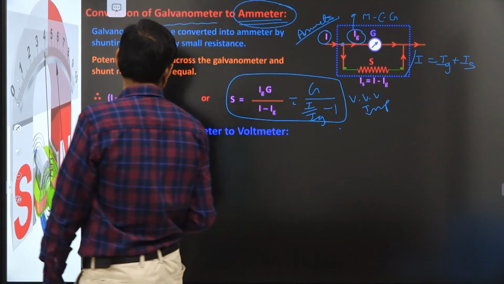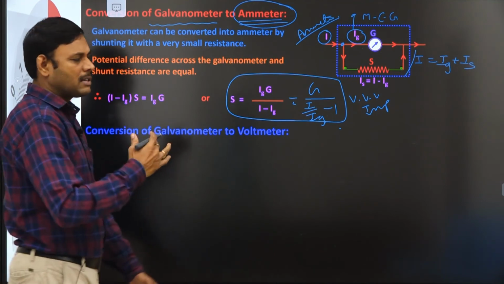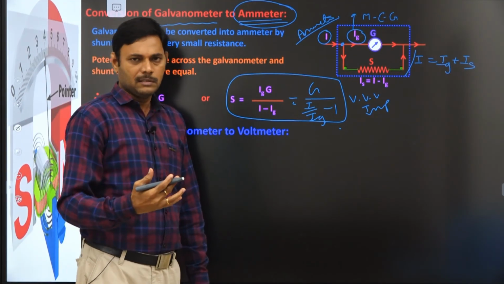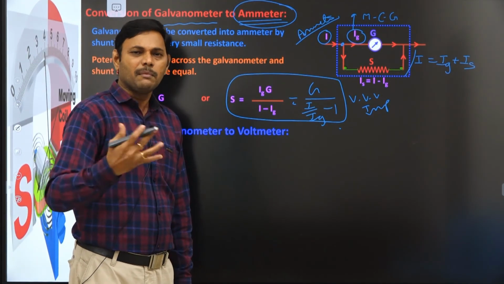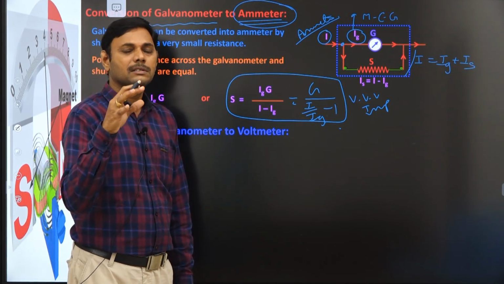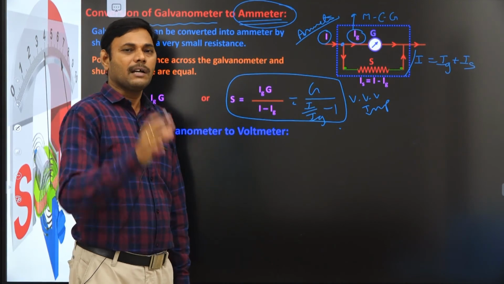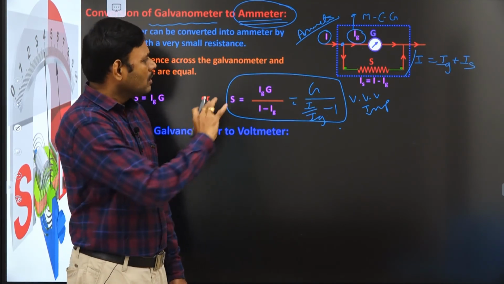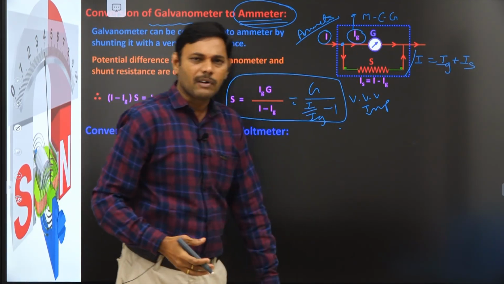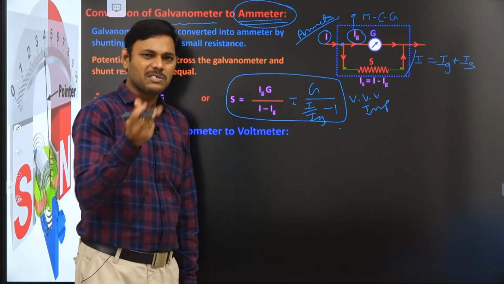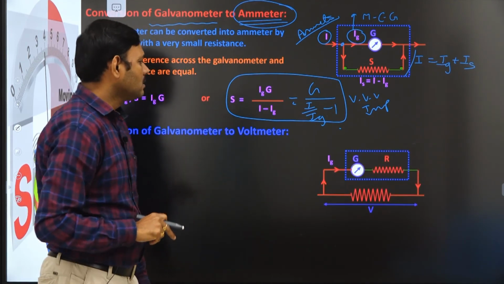Next, conversion of galvanometer into voltmeter. We convert a moving coil galvanometer to a voltmeter. A voltmeter is a device which measures potential difference across a given element. So a moving coil galvanometer is converted to a voltmeter by connecting a high resistance to the galvanometer.